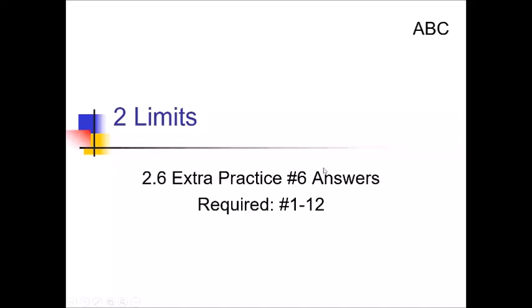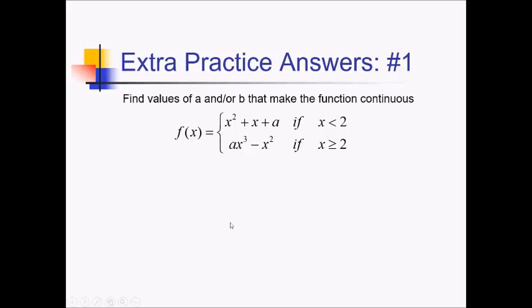Hello there, Mr. Sutton here with the AB Calculus 2-6 Extra Practice number 6 solutions on continuity. On this problem, we're trying to find an A and a B value, well actually in this case just an A value, that makes this function continuous. So in order to do this, we're basically going to try to prove continuity, and we're going to leave A around until kind of the bitter end.